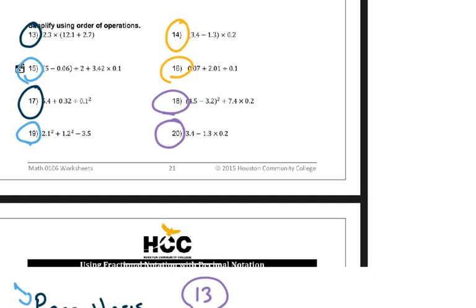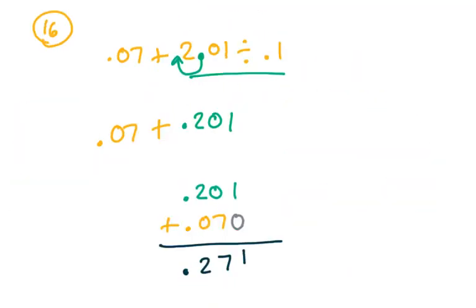Number 20, 3.4 minus 1.3 times 0.2. I don't think these are in any particular level of difficulty. I found some of the ones in the beginning to be a little bit harder than the ones at the end. But that's just my opinion. Okay, so how do we do this?